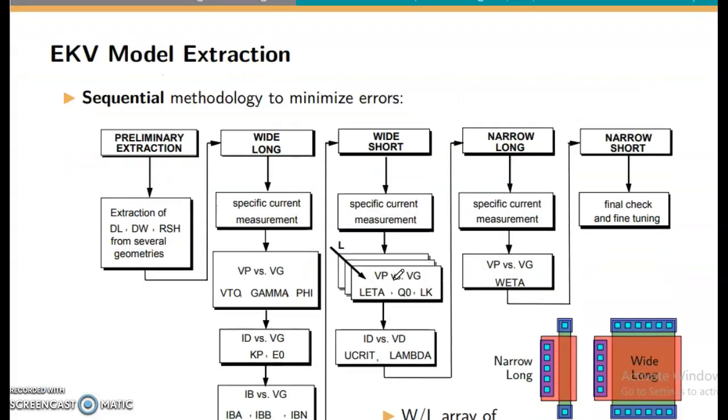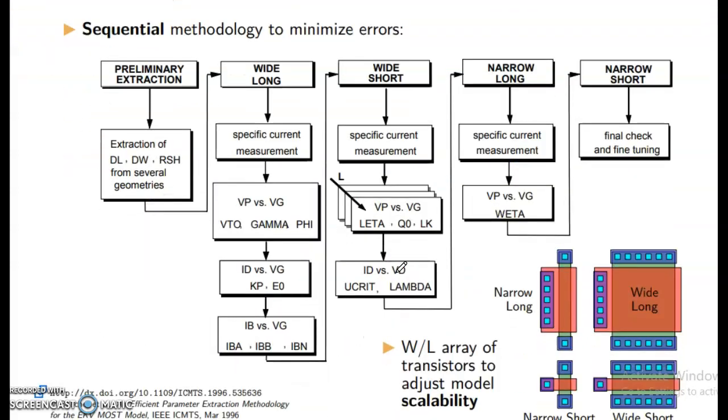Sequential EKV model extraction: a sequential methodology to minimize errors. Preliminary extraction: wide long, wide short, narrow long, narrow short. In preliminary extraction of DL, TW, RS, extract from several geometries. Then it will connect to wide long.